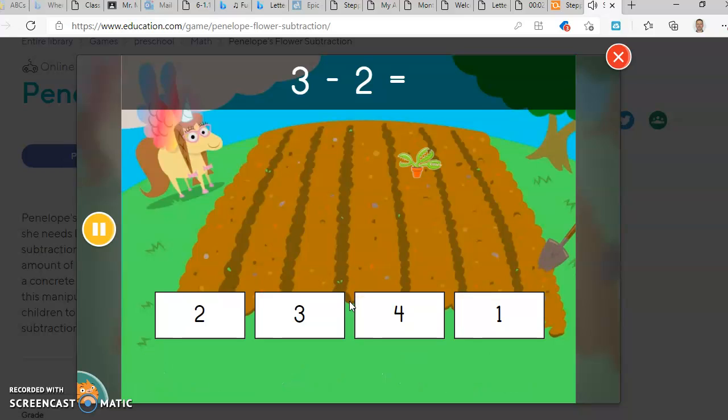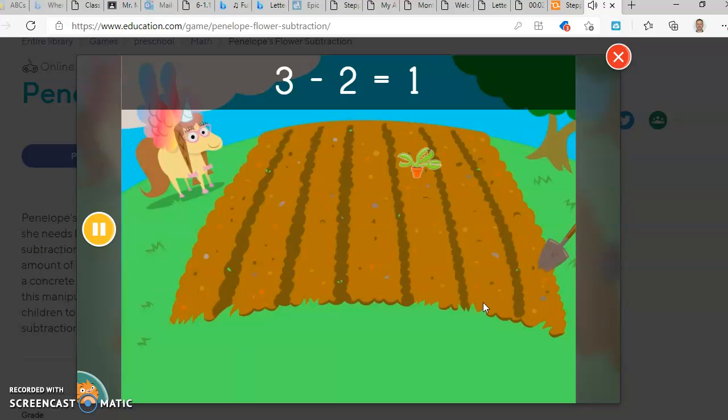Now, how many flowers does she have? I started with 3, and I subtracted 2, or I took away 2. So now I have how many? 1. So when it puts 1, remember this is saying 3 minus or subtracting 2 is the same as 1. Remember, it balances out. That's right. 3 minus 2 equals 1. All right.